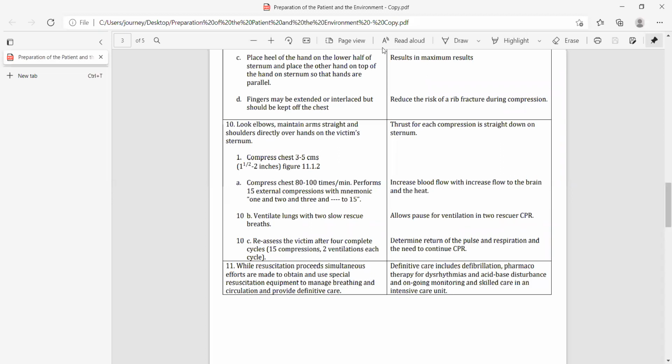Okay, and then after that, compress chest 4 to 5 centimeter. After that, compress chest for 80 to 100 times per minute. Okay, and then you have to ventilate lungs with 2 slow rescue breaths, and then reassure the victim after 4 complete cycles. So these are the procedure you need to learn by heart, okay? You have to learn all this by heart, otherwise when you perform practically, you will not understand this.